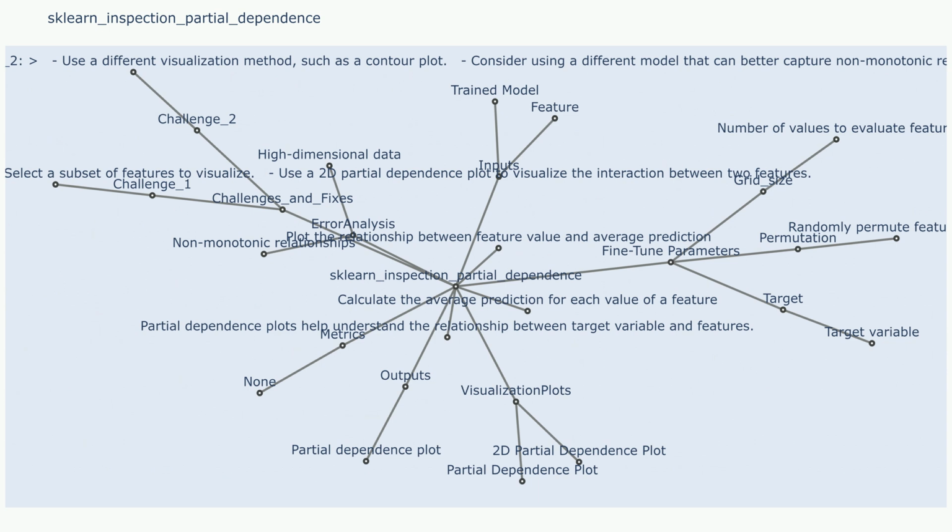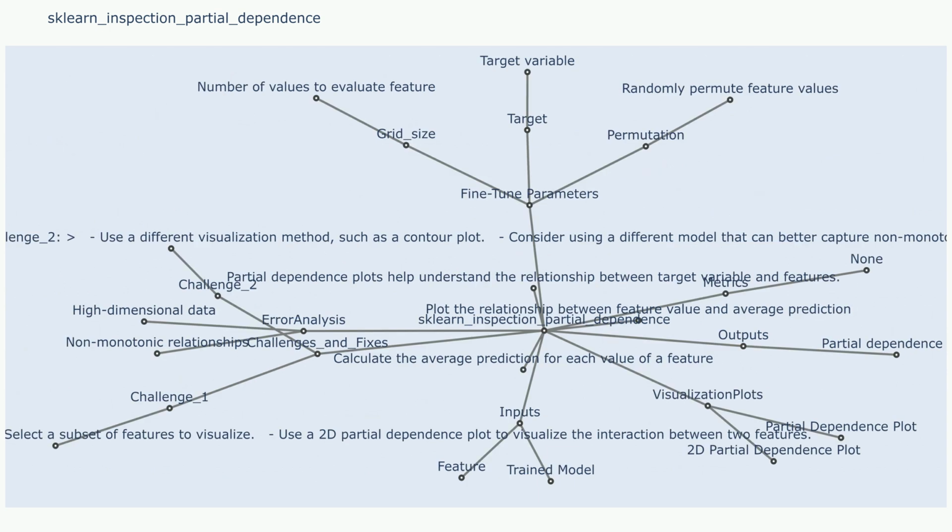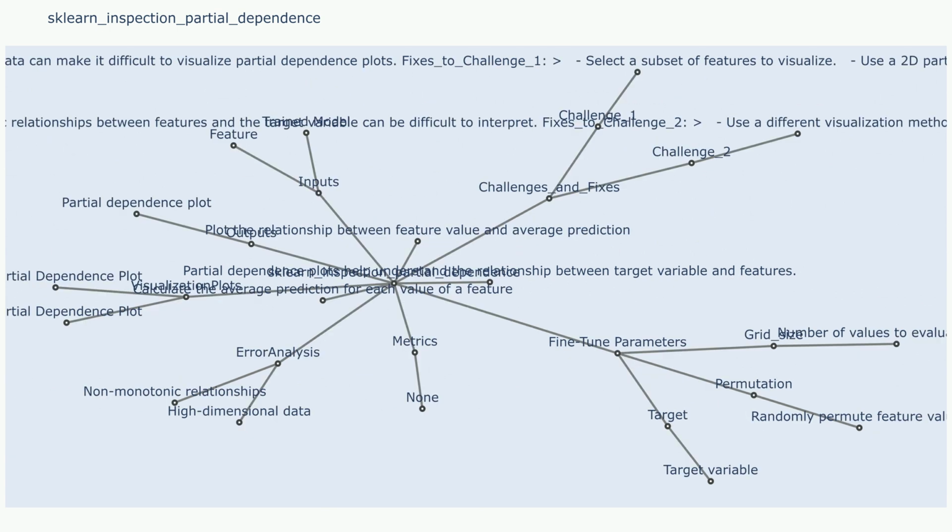Challenges and fixes. Challenge 1: high-dimensional datasets. In datasets with many features, PDPs can become difficult to interpret, as the marginal effect of one feature might be influenced by interactions with other features. Sample use case: a model predicting house prices with 20 features, where the PDP for number of bedrooms might be confounded by interactions with location or square footage.